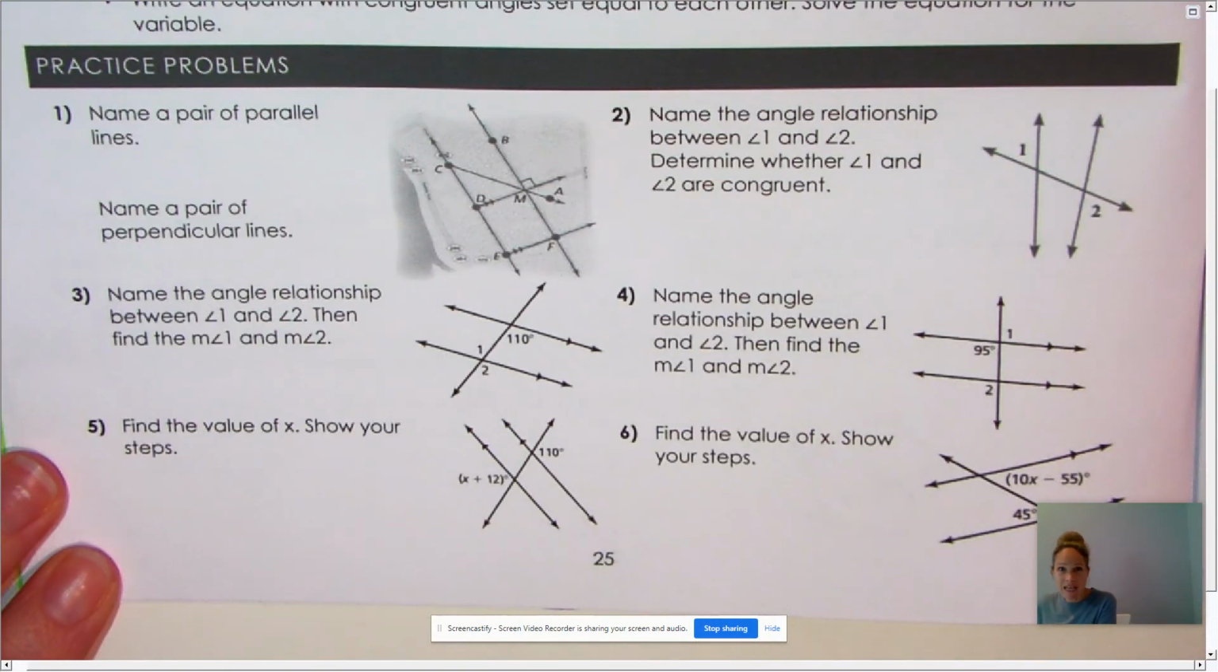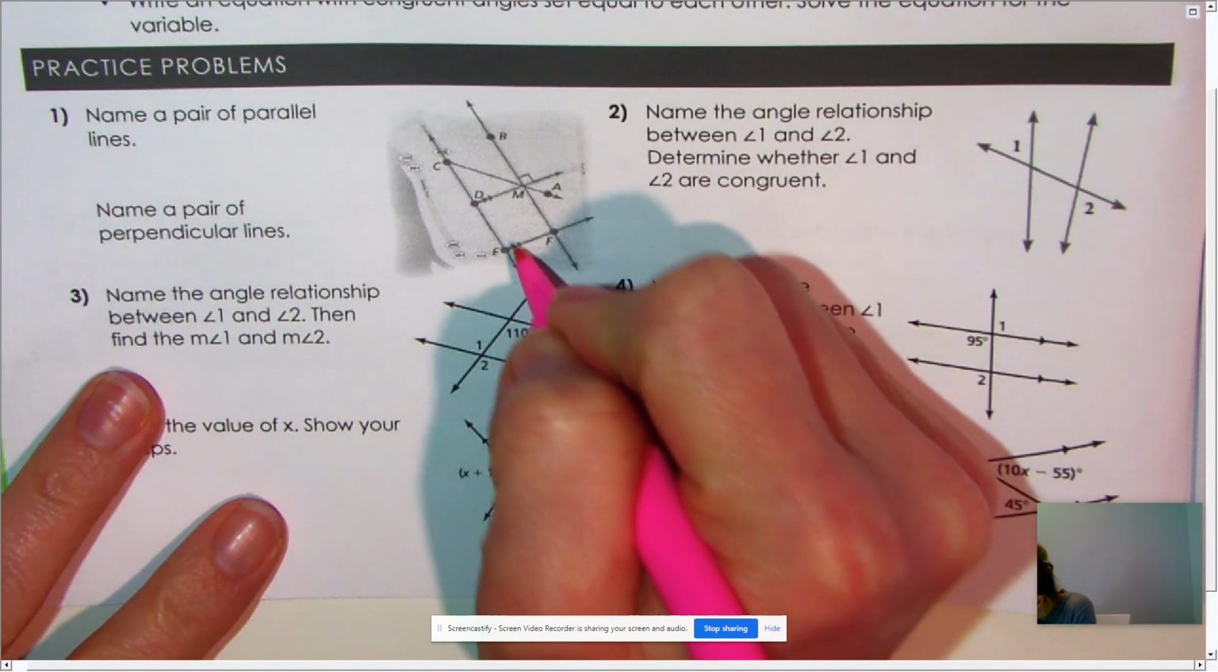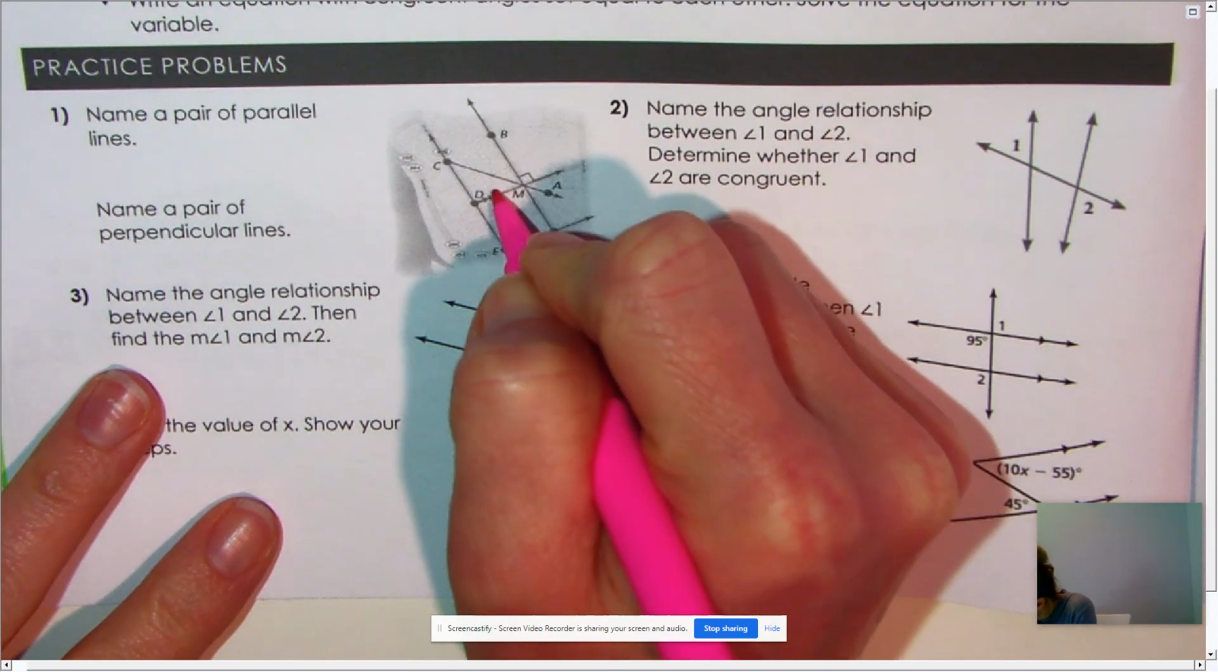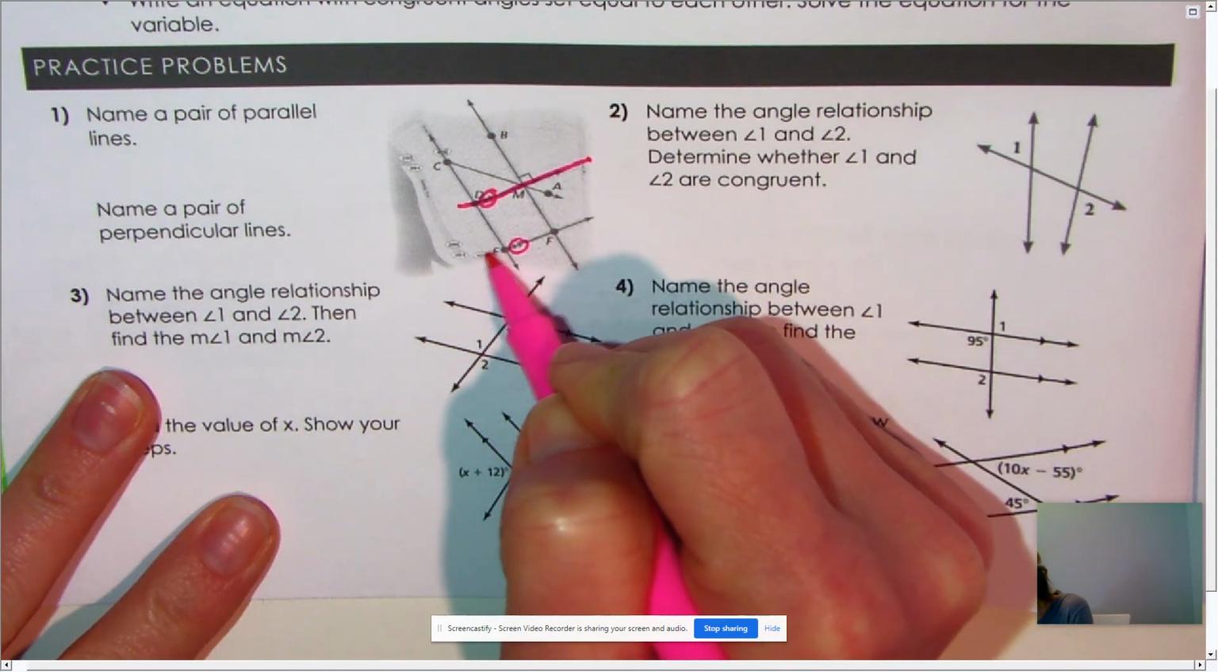Okay, so if I'm going to name a pair of parallel lines, I'm going to look here, and you have to look for the markings. Okay, do you guys see the markings right here, the little arrows? So I'm just going to highlight that line and that line.